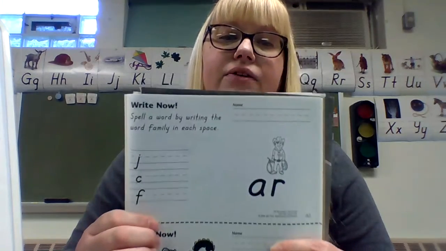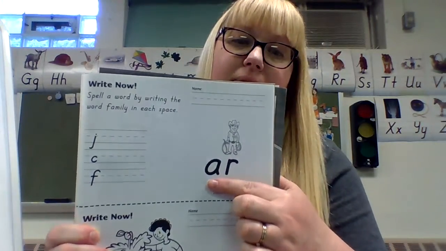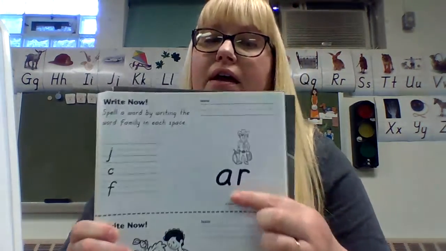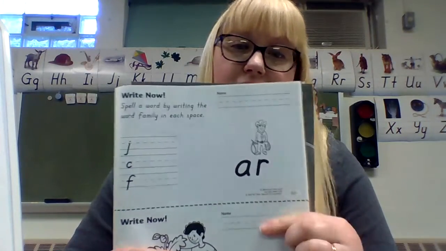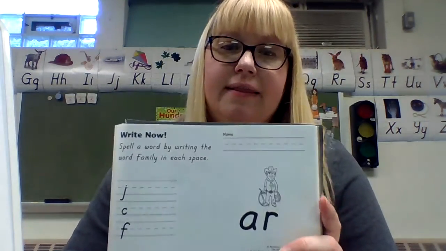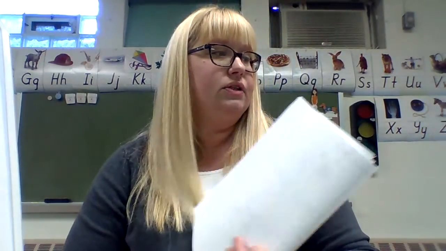All right. So that's what you're doing for today. Yes, that's the right one for today. Spell the word by writing the word family in each space. This is your word family AR. Remember AR. So AR is all you got to do, and color Boss ER. And that's it. Other than math, we have our math to do next. So you can get all those things, work on all those things, get them done. And I will see you next for math.